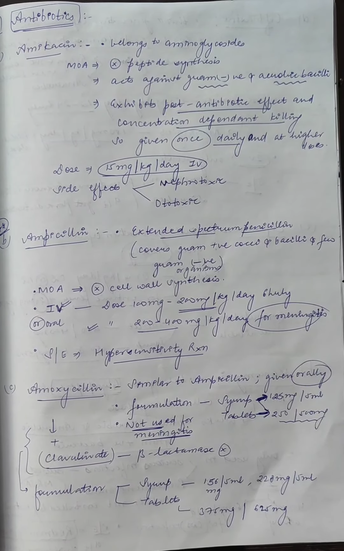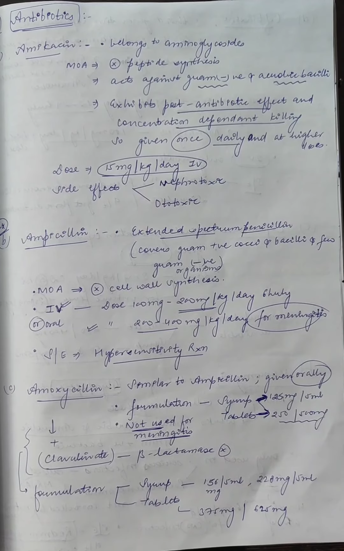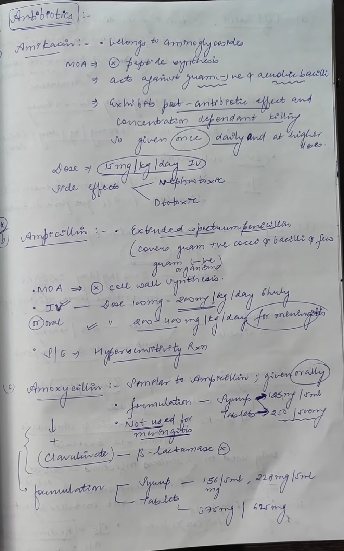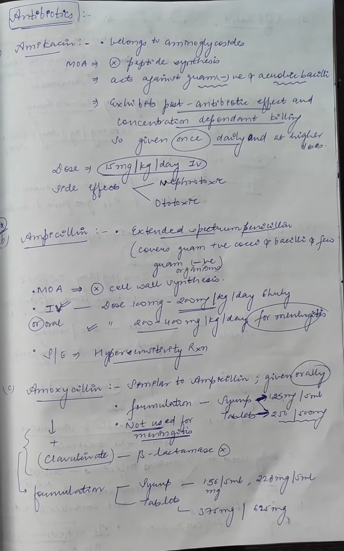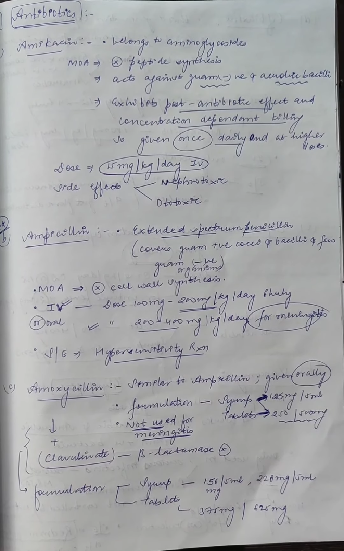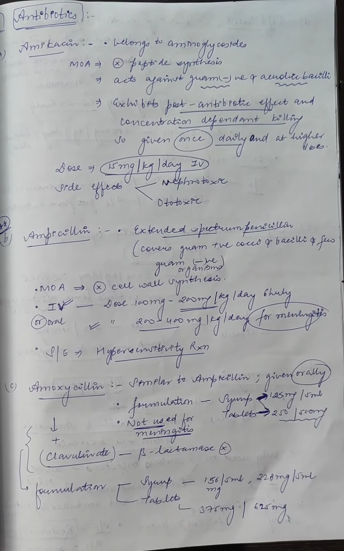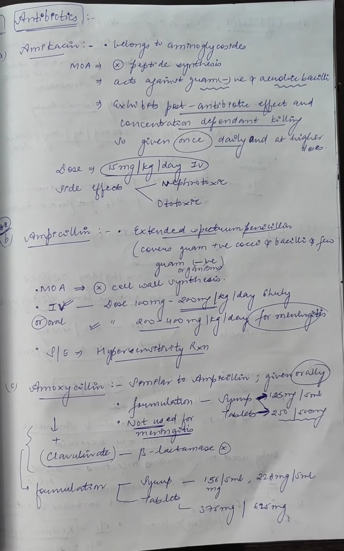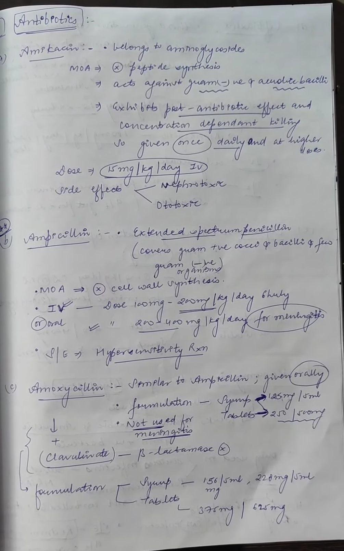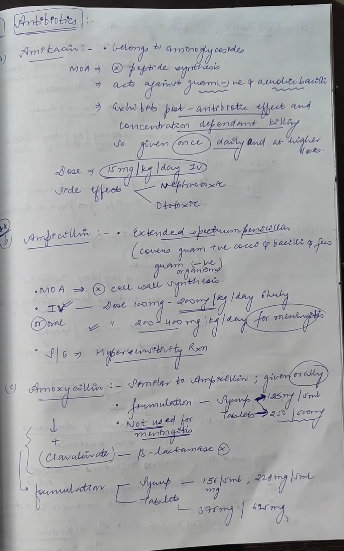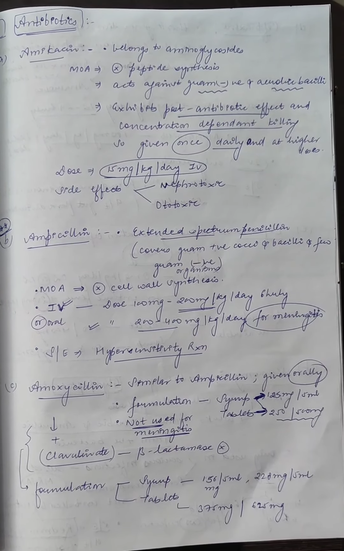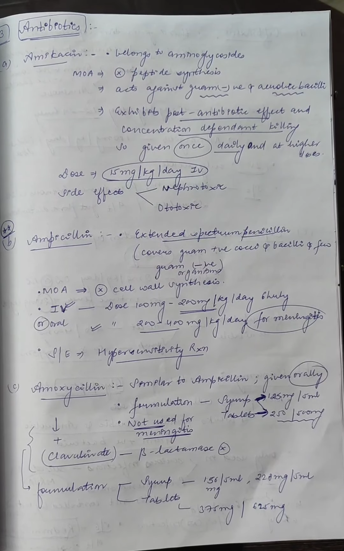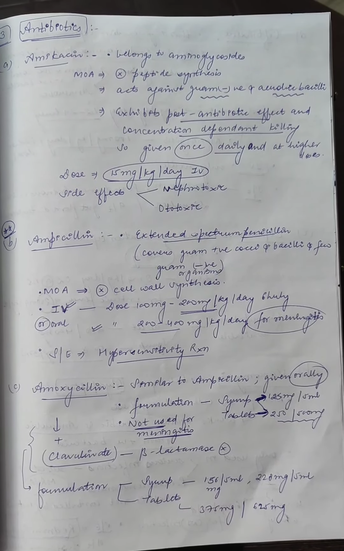Second is ampicillin. It's an extended spectrum penicillin and it covers gram-positive cocci, bacilli and a few gram-negative organisms also. Mechanism of action: it inhibits cell wall synthesis, and it is given by IV or oral route. IV dose is 100 to 200 mg per kg per day, 6 hourly. For meningitis, it's given at a higher dose, that is 200 to 400 mg per kg per day. Side effects include hypersensitivity reaction.